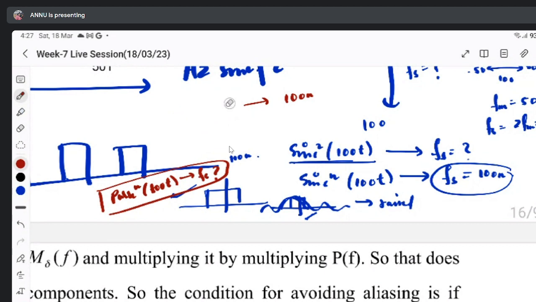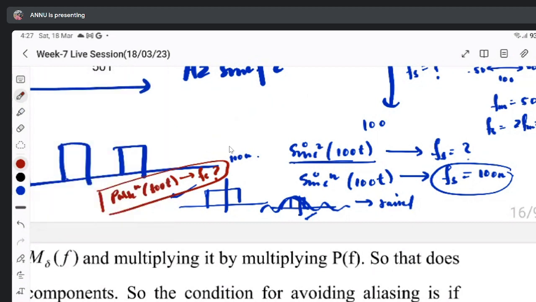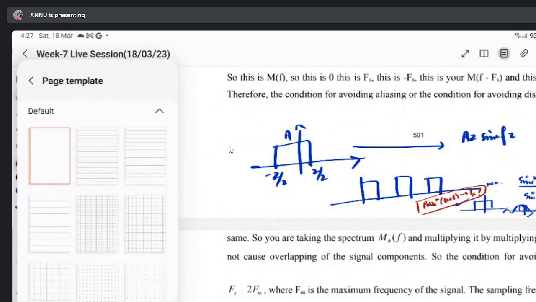I should use a uh, thinner pen. So wait, what is my motto? I just tell you.